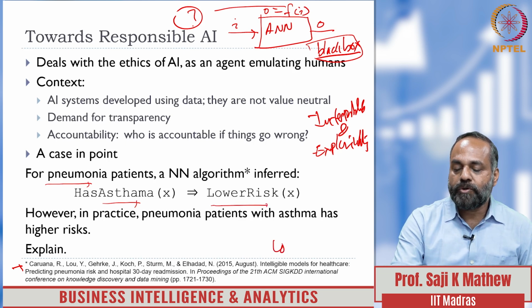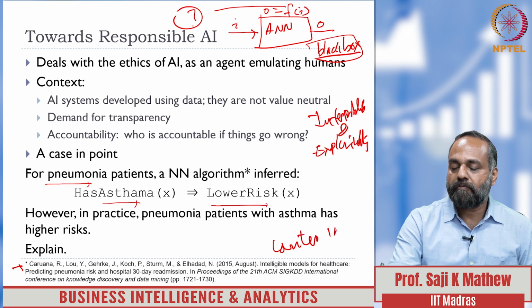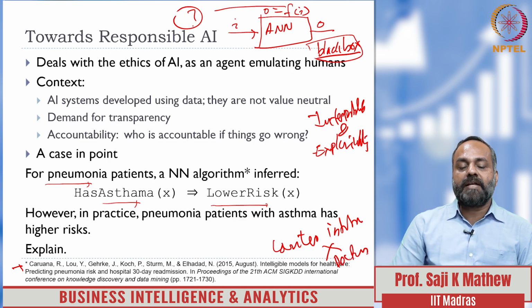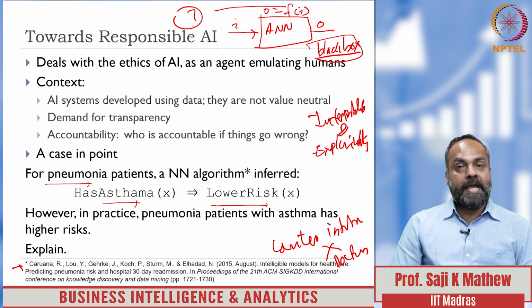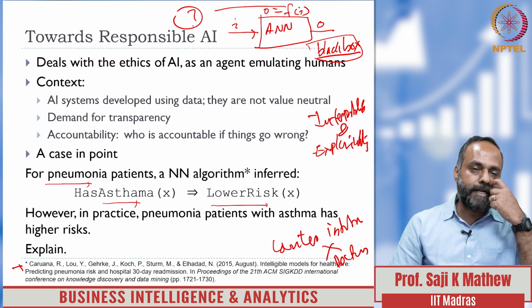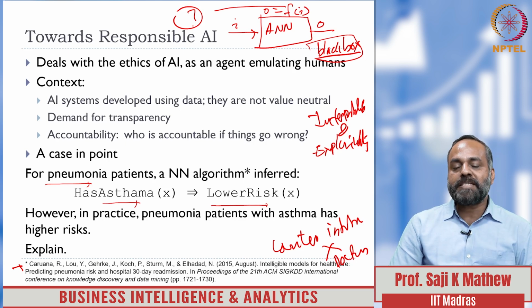This is counterintuitive, and doctors will not accept it. Doctors' training will show that a pneumonia patient with an asthma background has high risk, but here is AI which suggests that it has lower risk. Why? This needs explanation. If you read the paper, AI actually got trained from data, and the AI training data actually showed this, but it doesn't explain it.